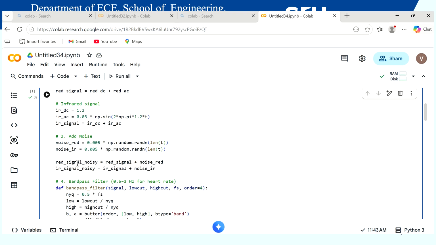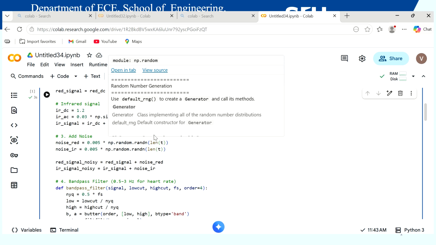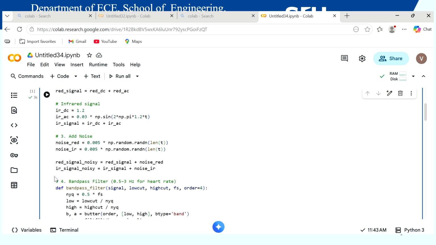And then adding noise. noise_red is equal to 0.005 times np.random.randn(len), and then noise_IR.